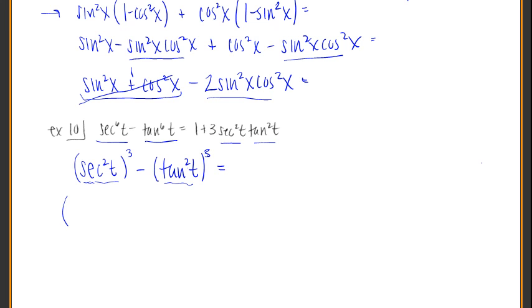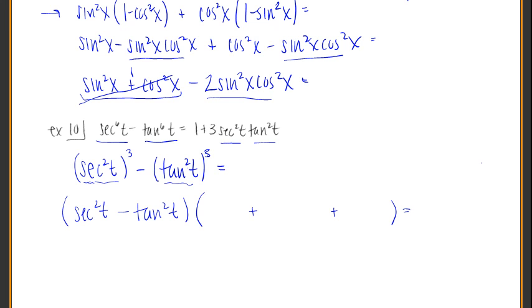What's being cubed in the first is secant squared t. What's being cubed in the second parentheses is tangent squared t. And then using the rules of SOAP, remember the same sign over here on the left, and then the opposite sign, and then always positive.